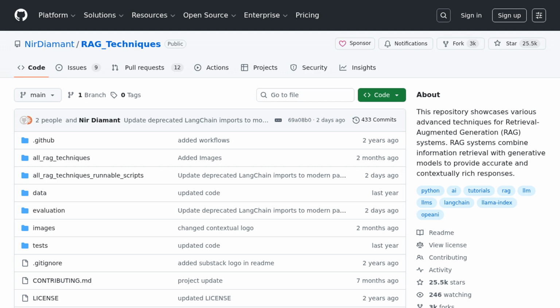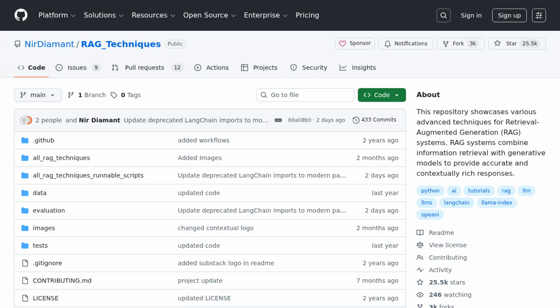RAG Techniques is a curated, continuously updated collection of Jupyter Notebooks that systematically demonstrates over 30 advanced techniques for retrieval augmented generation systems. RAG, retrieval augmented generation, is the practice of connecting a large language model to an external knowledge base, so the system can retrieve relevant information before generating a response, rather than relying solely on what it learned during training. The project was created by NirDiamant, an AI educator with a newsletter following exceeding 50,000 subscribers and a growing ecosystem of companion repositories covering agents, prompt engineering, and production deployment.